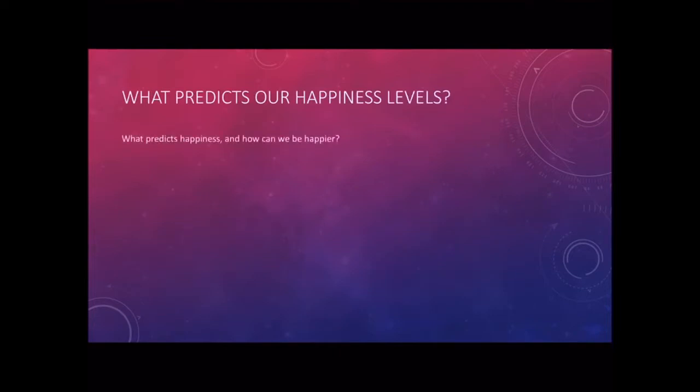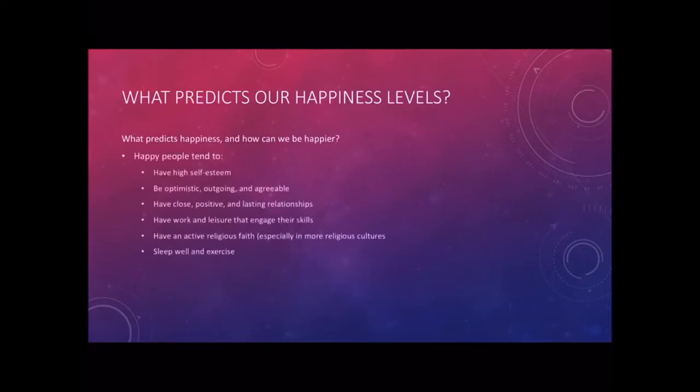Okay. So what sorts of things predict happiness? Well, happy people tend to have high self-esteem. They're optimistic. That's a big one. Optimism is really highly correlated with happiness. Outgoing, agreeable. Agreeableness is also very correlated with happiness. That's a personality trait. They tend to have close, positive, and lasting relationships. They tend to have work and leisure that engage their skills. They often have an active religious faith, and they sleep well and exercise often.